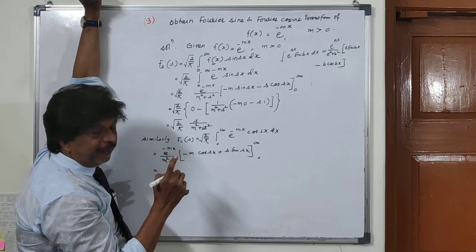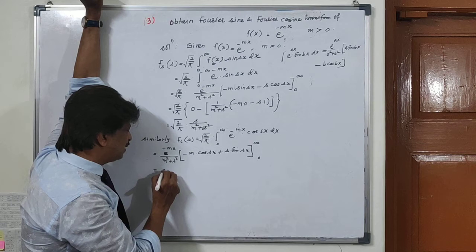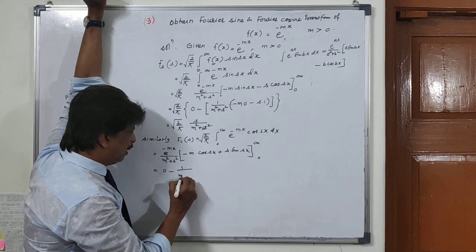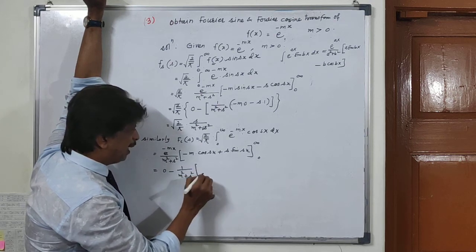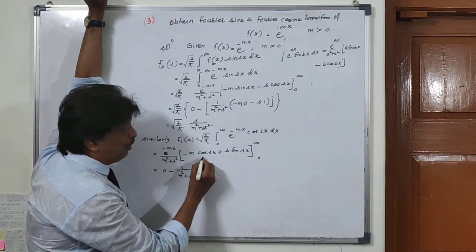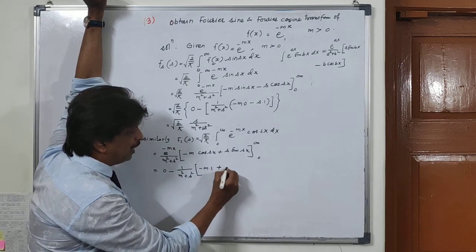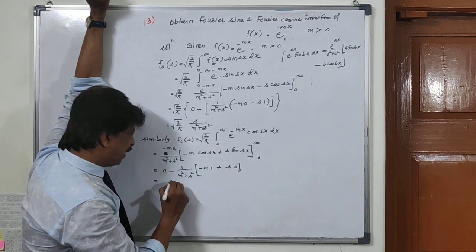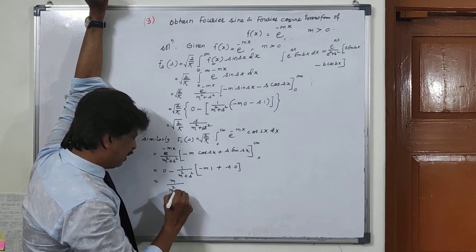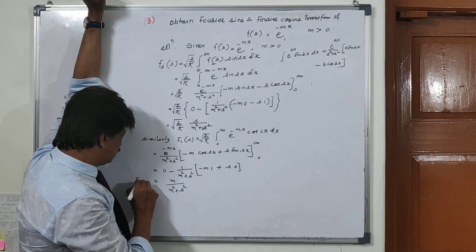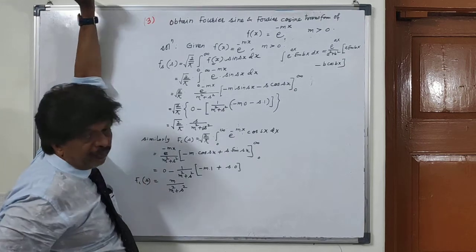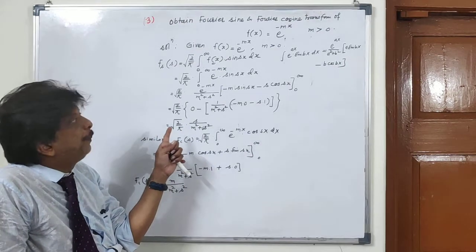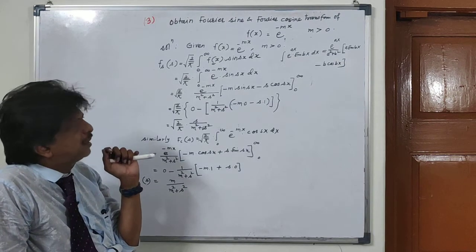For upper limit x equal to infinity, e to the power minus infinity is 0, minus. For lower limit, e to the power 0 is 1 upon m square plus s square times minus m cos of 0 is 1 plus s into sin 0 is 0. So minus into minus, it is plus m upon m square plus s square. This is Fourier cosine transform of e to the power minus mx. This is Fourier sine transform of e to the power minus mx.